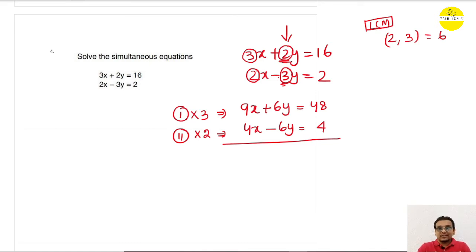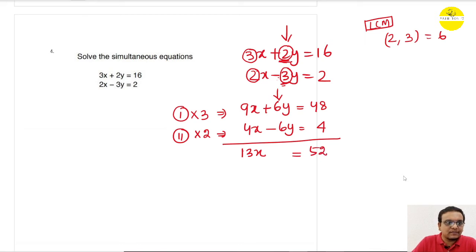Now if you see the equations again, my coefficient of y becomes the same, so it is very easy to eliminate these two terms, 6y and minus 6y. We have different signs also, so no need to subtract, we simply have to add, and it will be eliminated. So I have here 9 plus 4 is 13x. 6y minus 6y becomes 0. That is equal to 48 plus 4. I'm going to get 52.